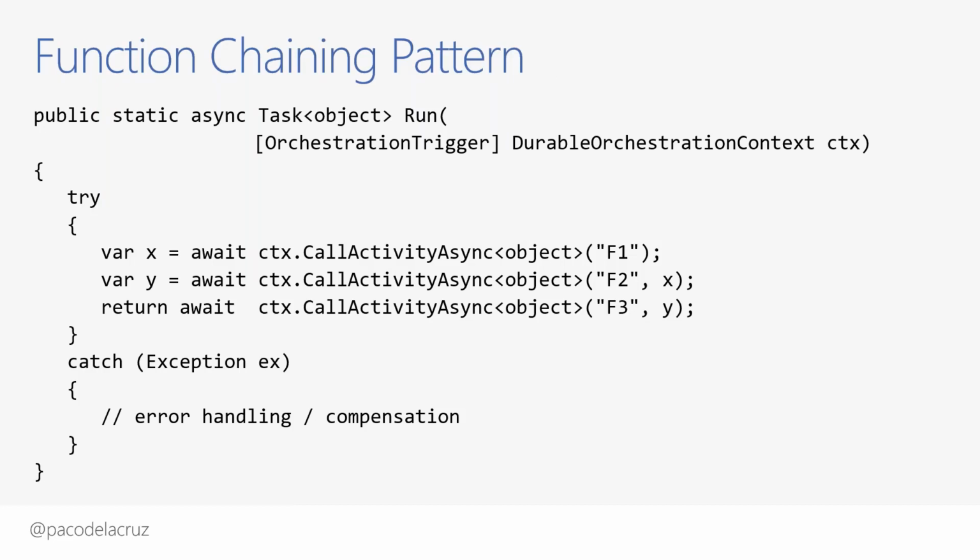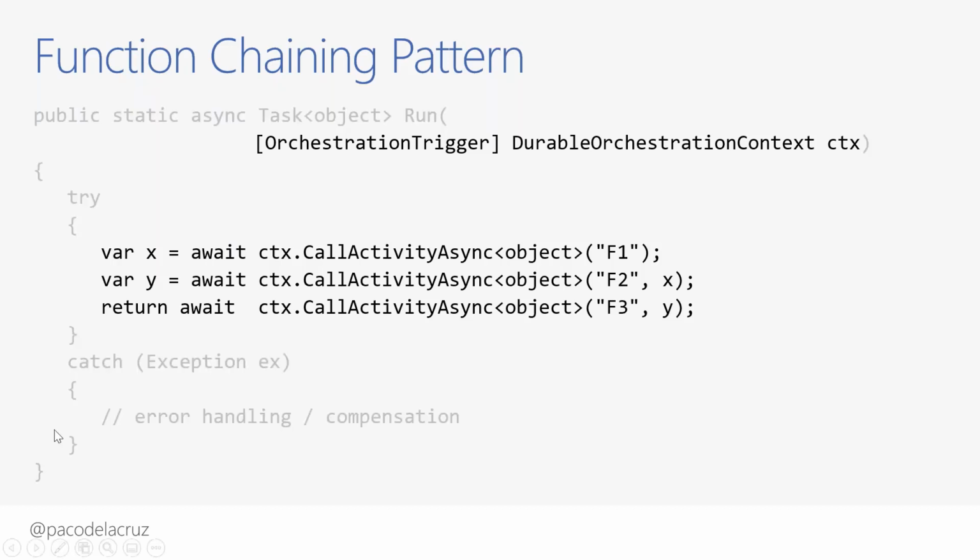Okay, so this is just to show you what an orchestration function looks like, and this is a very basic one. As we can see here, we're calling three functions: F1, F2, and F3, sequentially, and then we also have an exception handling block where we can do some compensation or implement some logging to mutate the state that we're interacting with in any of these functions.